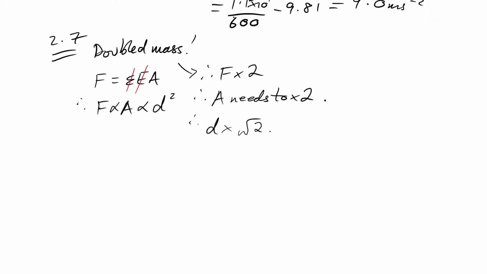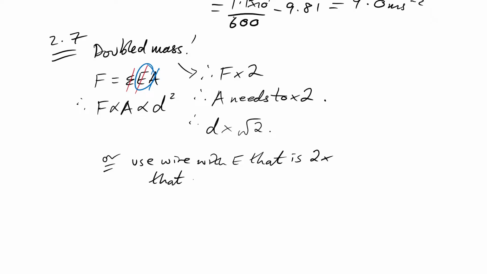It does say changes, so we could also change the wire instead. Instead of changing the area, we could change the Young modulus. Use wire with E, that is a Young modulus, that is 2 times that of the original wire.